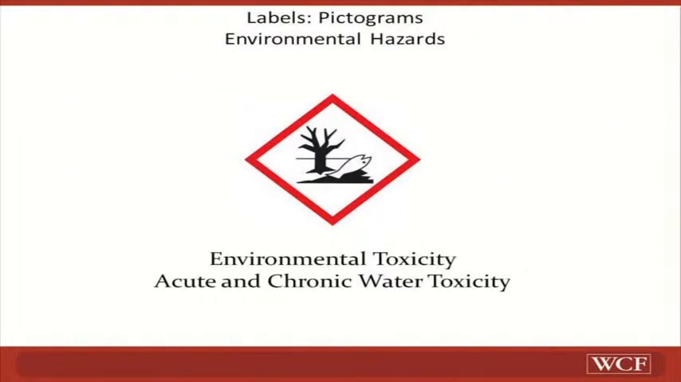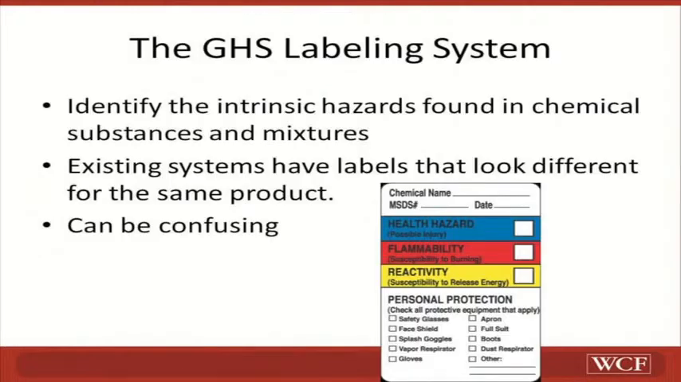And the last pictogram is the environmental hazard pictogram. Basically, it's a fish upside down, tree, water, indicating that there's an effect and it can have a toxic effect on the environment. So as you look at this next slide, as you can see, this label is very common.